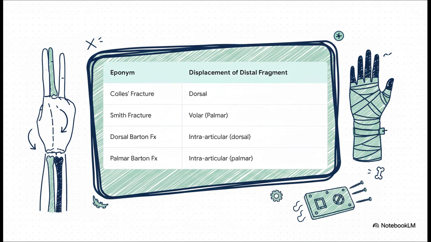Then you've got the Barton fractures. Now these are a whole different animal because they're intra-articular. They go right into the joint. They're shear fractures, and they can be either dorsal or palmar. Getting these patterns straight is absolutely the first step in figuring out your treatment.